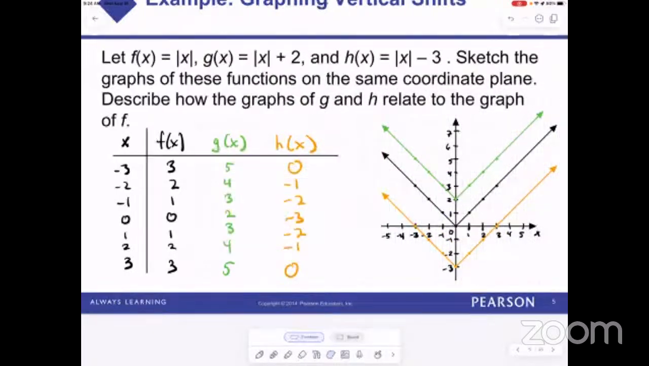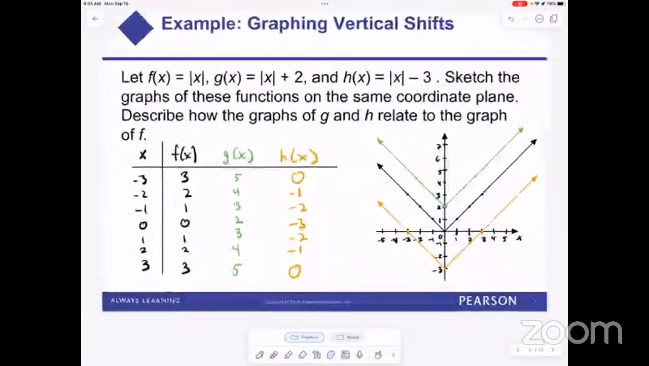Can anybody describe to me what change in the graph happened as we went from the black to the green, or as we went from the black to the orange? What do you notice? What happened to our graph? If the black is the original, how could you describe that change, that transformation? Okay. Yes. The black thing shifted upward, and after it shifted upward, it shifted down.